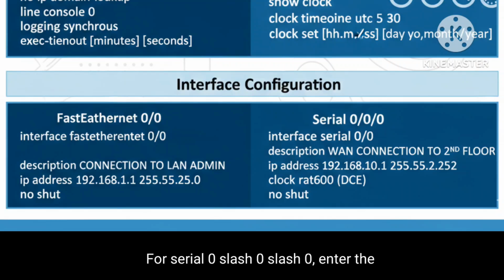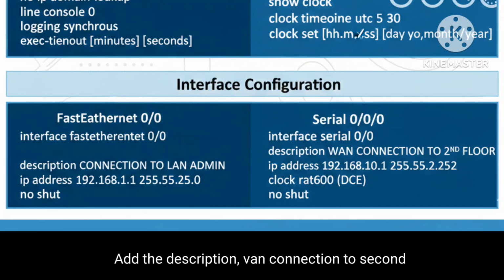For serial 0/0/0, enter the interface, assign the IP address 192.168.10.1 with a mask of 255.255.255.252, add the description WAN connection to second floor, set the clock rate to 64,000 for DCE interfaces, and enable the port with no shut.